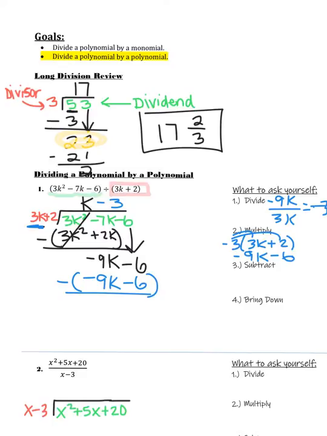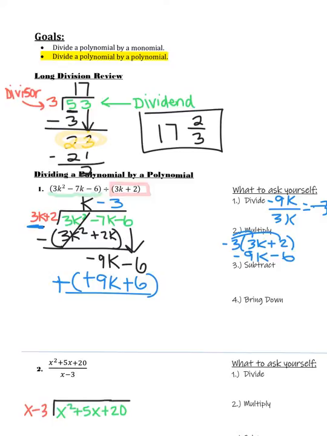Now it is okay, I know some of us don't really like subtracting, especially when it involves quite a few negatives. It is okay to change this to addition as long as you are going to distribute the negative, or basically change both signs here in the problem. So if I want to change to addition, my negative 9k now becomes positive 9k, and my negative 6 now becomes positive 6, and I'm free to add those together.